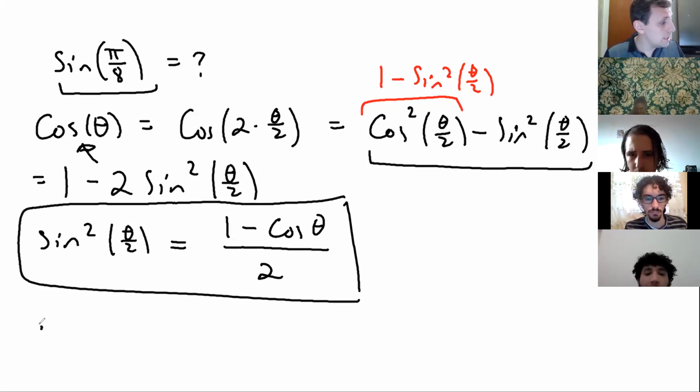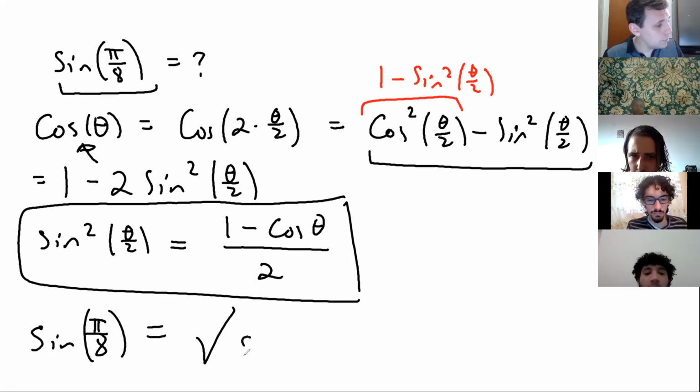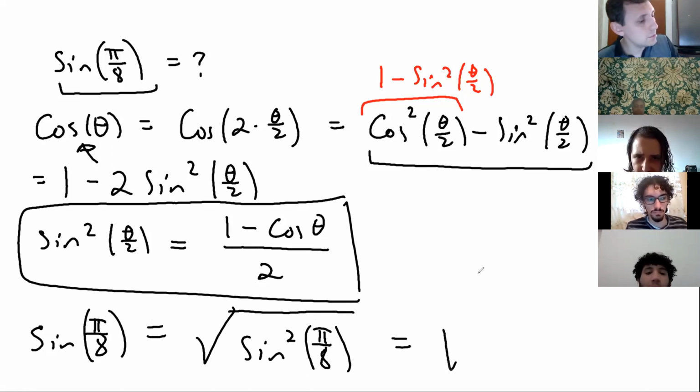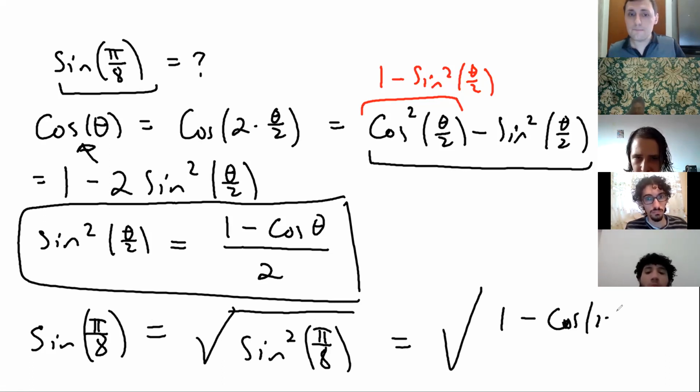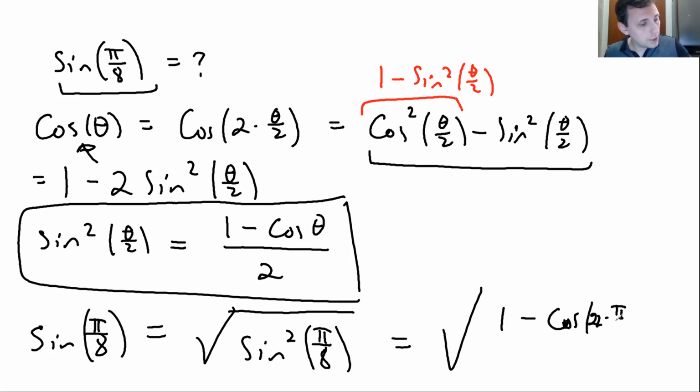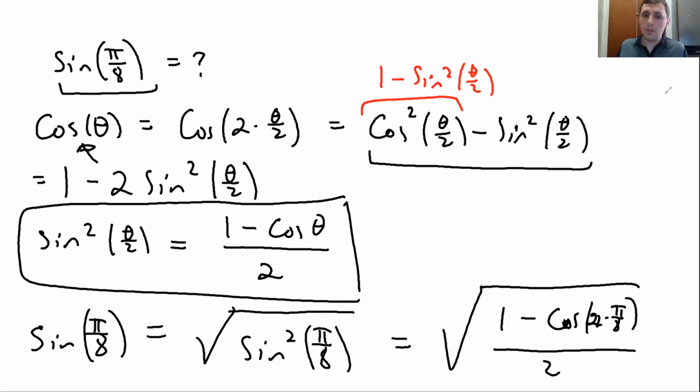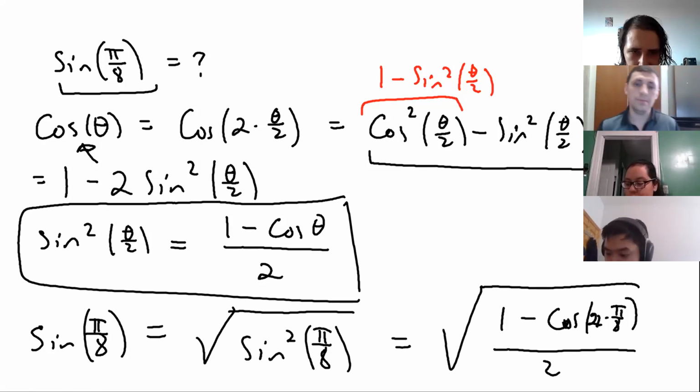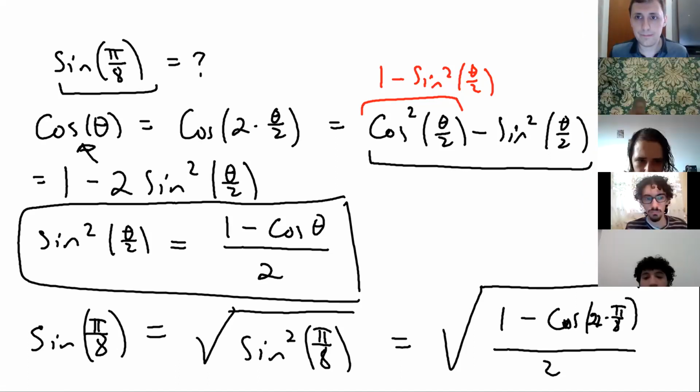Because look at it. I have that sine of pi over 8 is the same as the square root of sine squared pi over 8, which is the same thing as the square root of 1 minus cosine of the angle doubled, cosine of 2 times pi over 8, divided by 2. You agree? You're following me, guys? Are you still able to keep up? That's good.